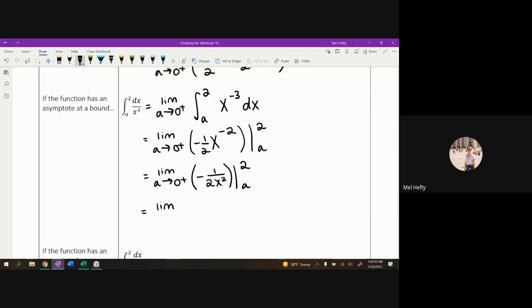So let's start. Plugging in 2 first, I've got negative 1 over 2 times 2 squared, 2 times 4, negative 1 over 8. Plus 1 over 2a squared.